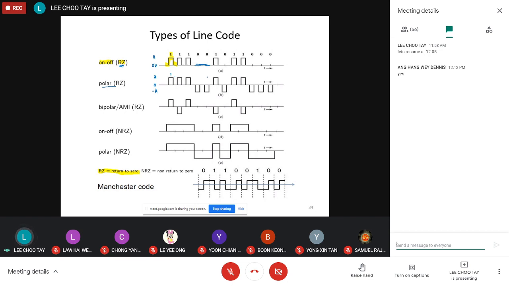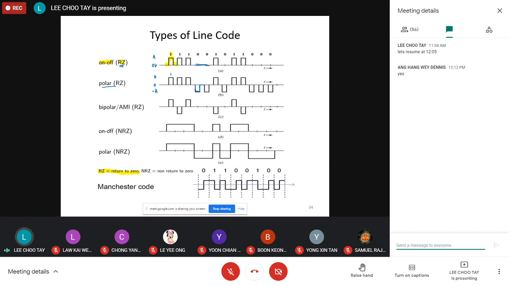To transmit a zero, a negative amplitude pulse is used. The amplitude of the pulse is negative, and again this lasts for only half the duration of the bit. Then for the remaining half of the bit duration, the amplitude is zero. So that's what I meant by return to zero.